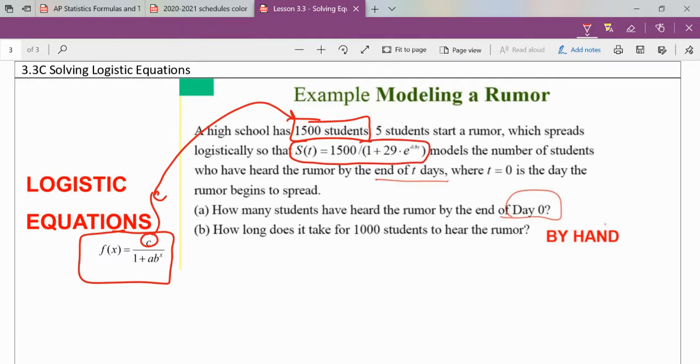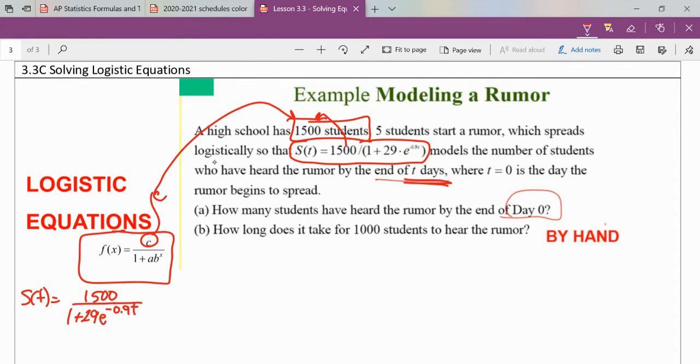Let me write that a little bit bigger for us over here. So we'll write it as S of t equals 1,500. So you can see that's why they wrote that. That's our limit there. So 1 plus 29e to the negative 0.9t. It says this models the number of students who have heard the rumor by the end of t days, where t equals 0 is the day the rumor begins to spread.